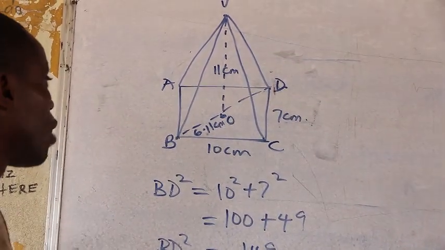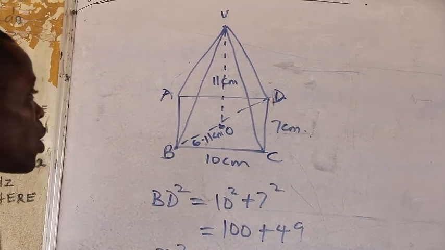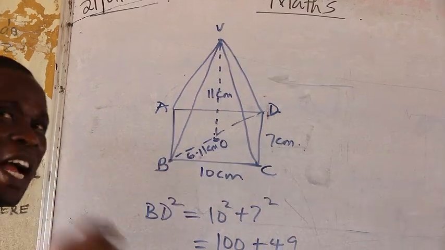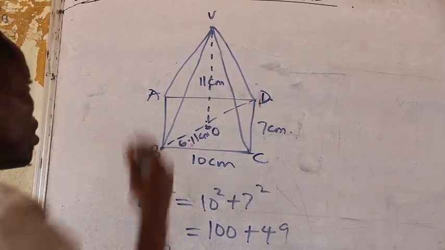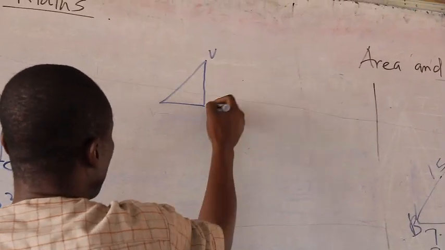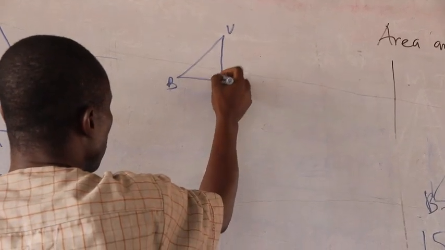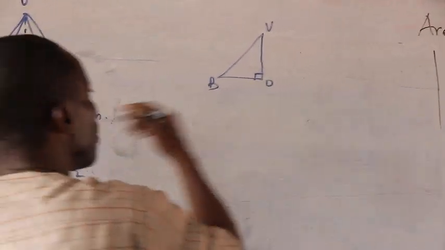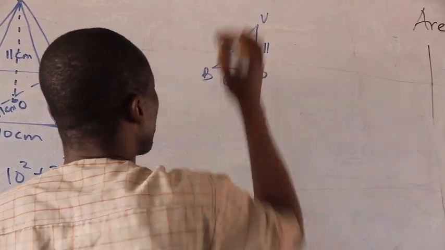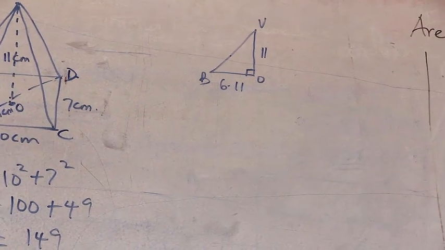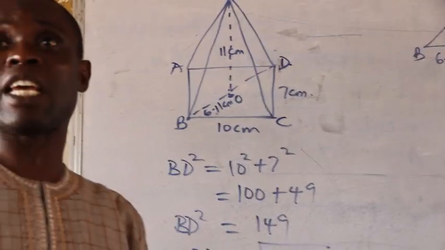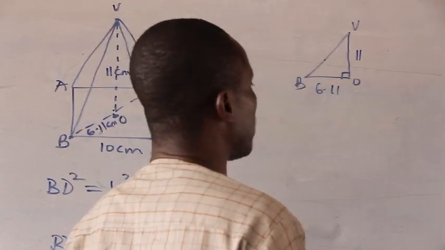Now you bring out the triangle, and this triangle is VOB. That one too is a right angle triangle, where angle O is 90 degrees. BO is 6.11 and VO is 11. So we are now looking for VB, the slant edge. Without getting the slant edge, you will not be able to find the area of that triangle.